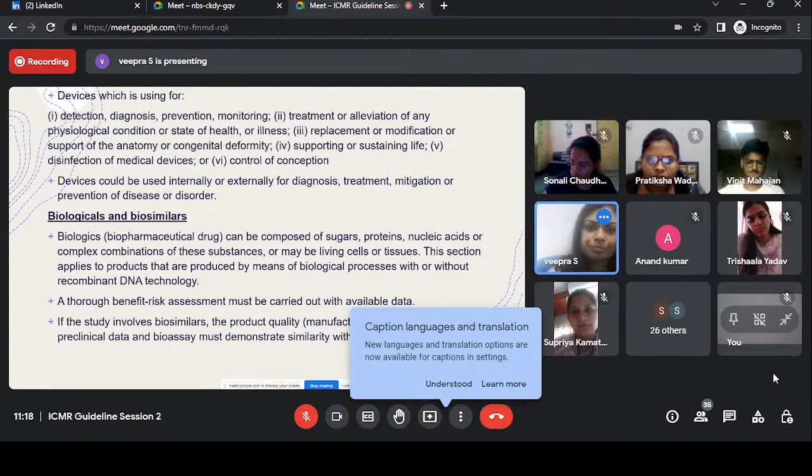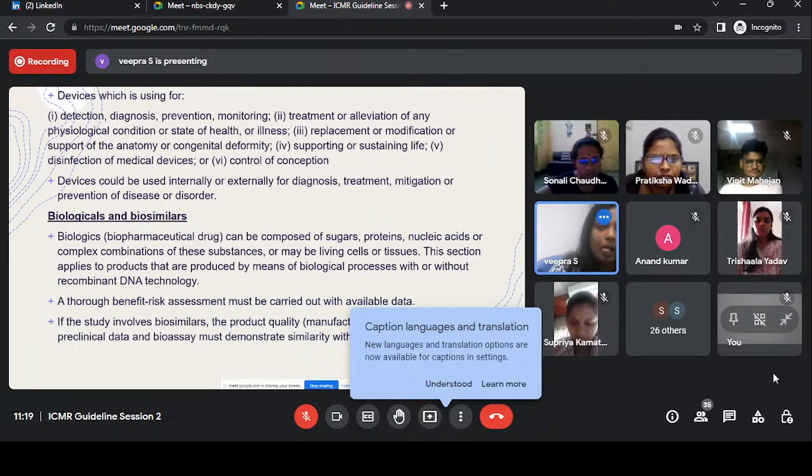So which have more risk? Is it internal devices or external devices? The internal ones. So for these devices also, we have to confirm the safety and efficacy of the product. Whatever the device, we have to confirm the safety, because internal devices have more risk compared to external devices. So that also should be checked.